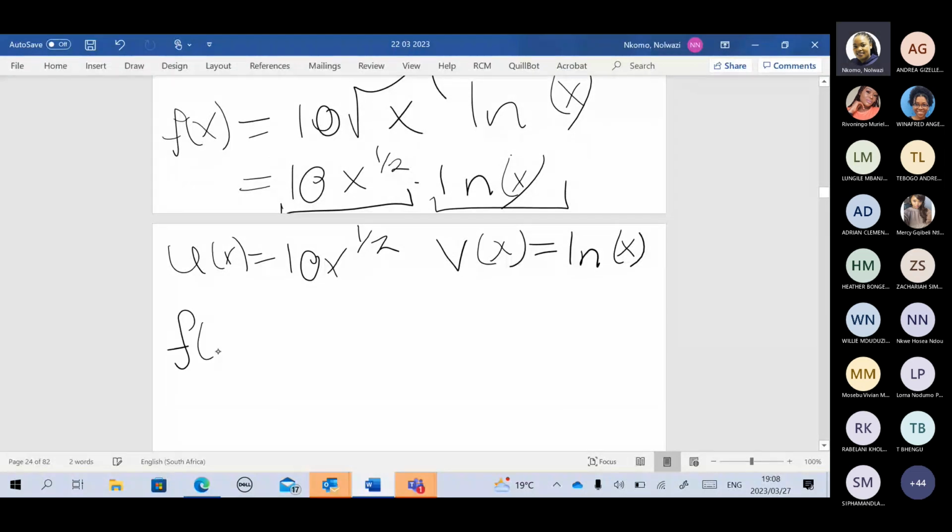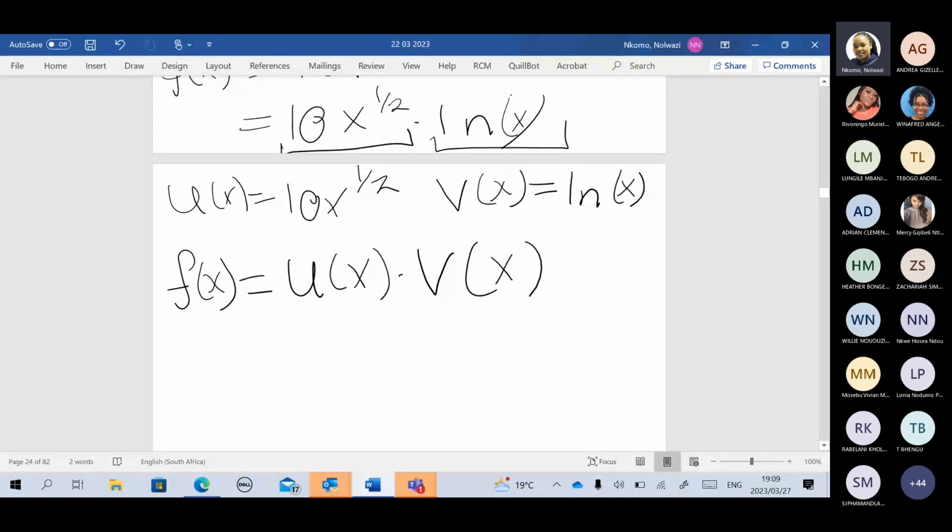To find the derivative of f at x, if f at x is equal to u at x times v at x, your f prime at x, the derivative of f, would be u prime at x times v at x plus u at x times v prime at x, right?